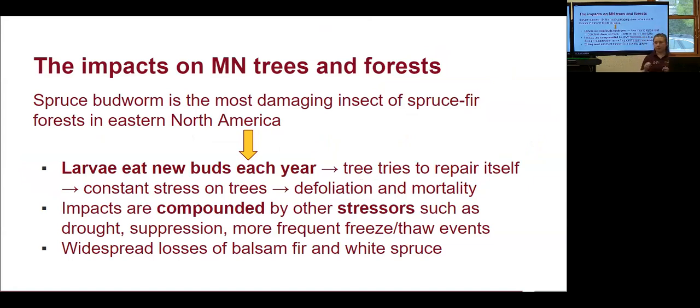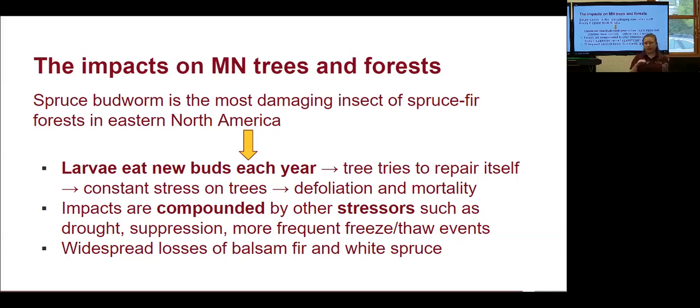So the spruce budworm eats the buds of the tree, and those buds are what are required for new growth each year on that tree. And so this means that the budworm is preventing new growth on the tree. And if trees aren't growing, that means that they're not thriving. So when the spruce budworm is constantly eating those new buds, that means that tree is constantly stressed because it's not able to grow and access the resources that it needs.